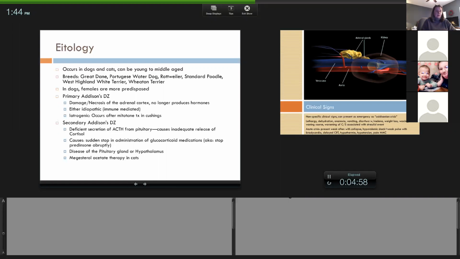abrupt stop. You can have disease of the pituitary or the hypothalamus, potentially a mass, a tumor, or a genetic disorder that causes those glands to not release ACTH. There is a treatment in cats, megestrol acetate, that can actually also potentially cause Addison's disease in cats.